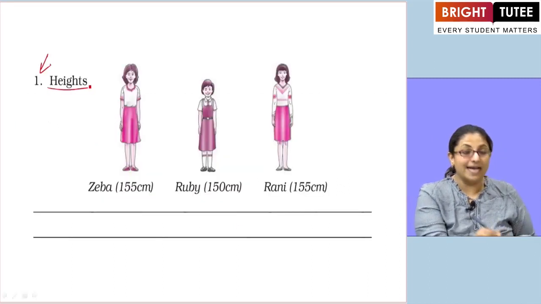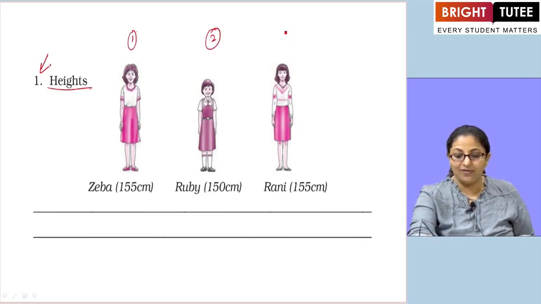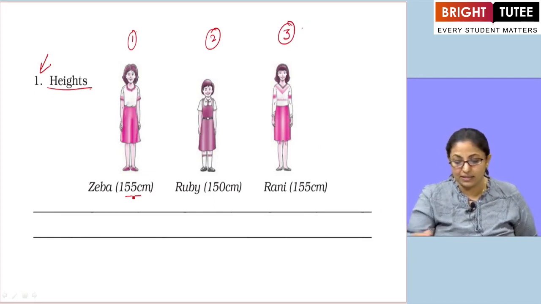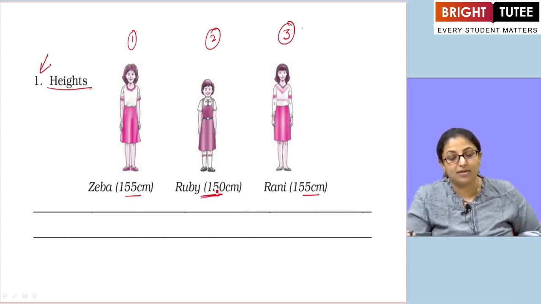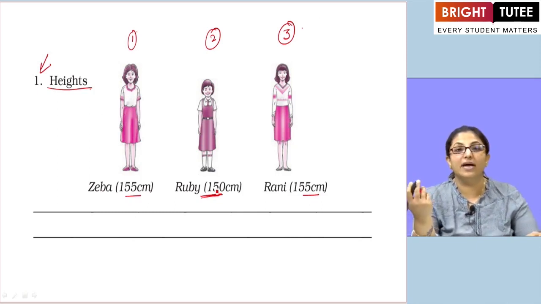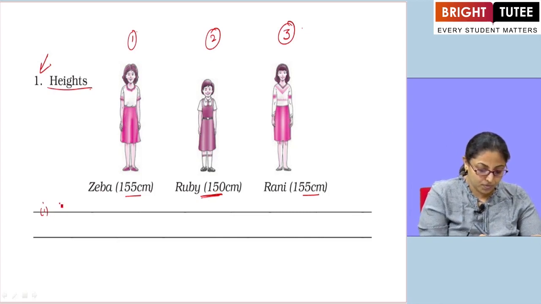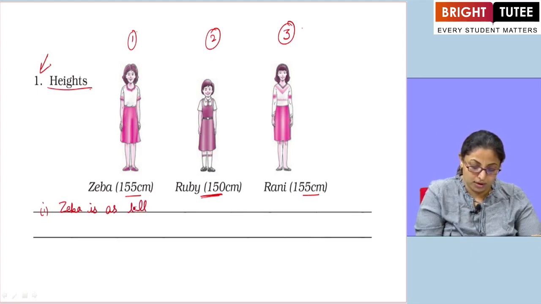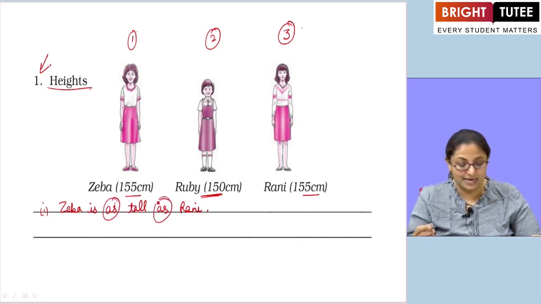First one is heights. So, we have Zeba, we have Ruby, and we have Rani. We see here Zeba is 155 centimeters, Rani is also 155 centimeters, but Ruby is 150 centimeters. So, what kind of sentence can we write if we have to compare? We will be writing, Zeba is as tall as Rani, right? So, we have used as and as twice.